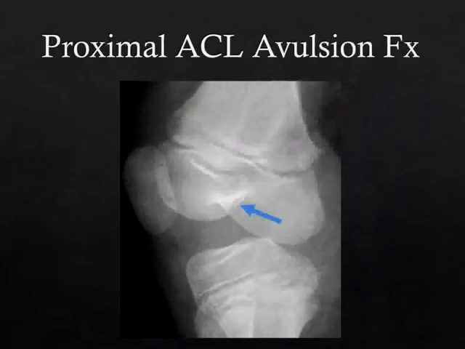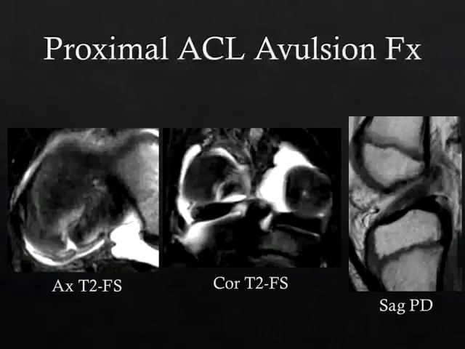So she went on to get an MRI. And you can see at the femoral footprint of the ACL, there's a minimally displaced fracture. So this was a proximal ACL avulsion fracture. On the sagittal PD sequence, you can see that thickening and irregularity of the ACL proximally there.